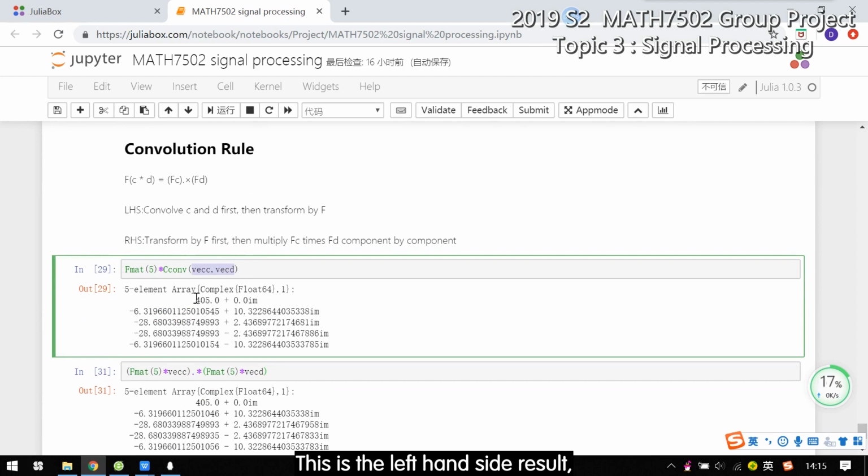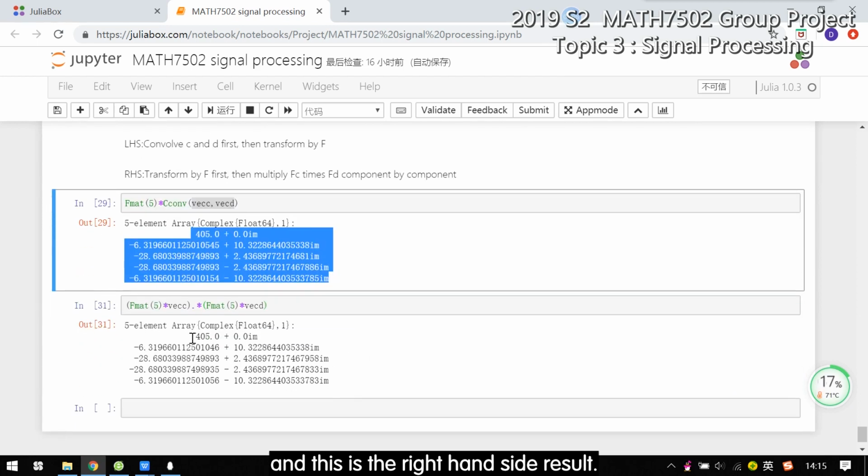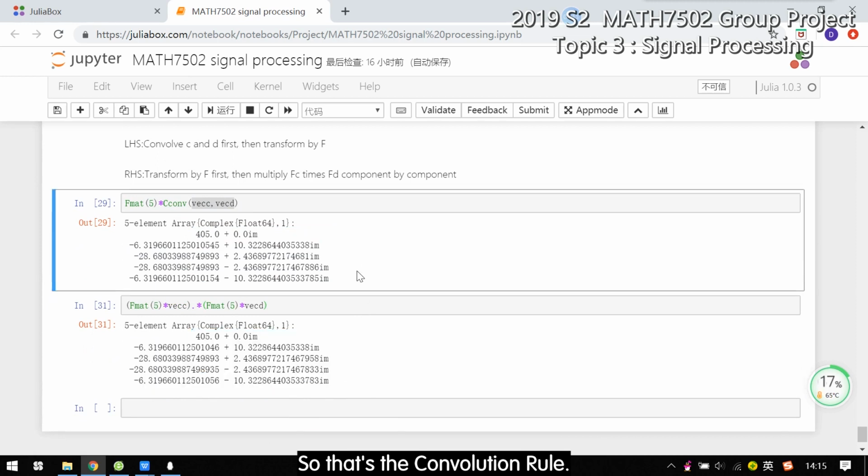Using the same example with vector c and vector d, this is the left-hand result, and this is the right-hand result. They are the same. So that's the convolution rule.